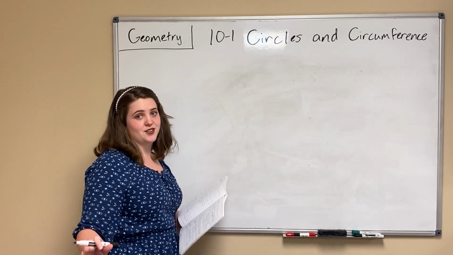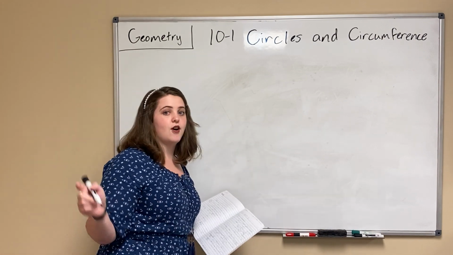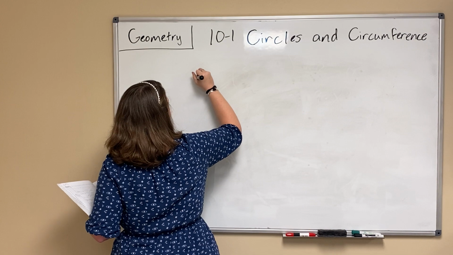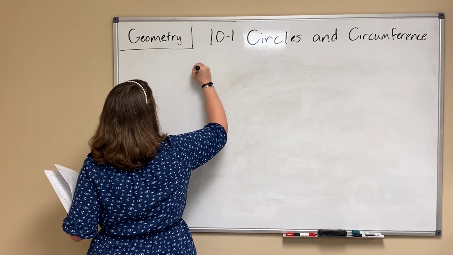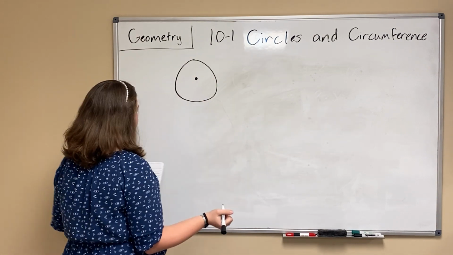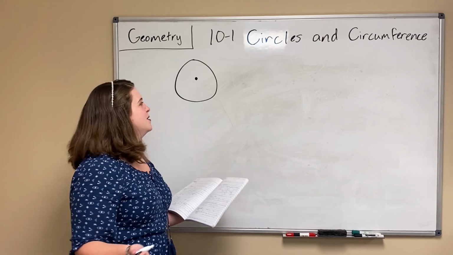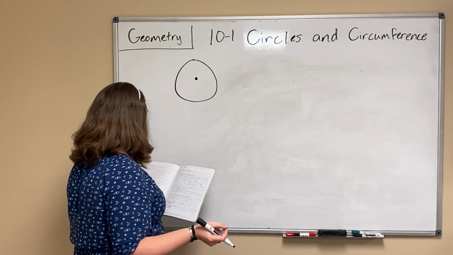If we're starting there though, a circle represents a set of all of the points equidistant from a center. So basically you have a center and it's all of the points that are the exact same distance from that center. Obviously, it's not perfect because I can't draw perfect circles, but you get the idea.